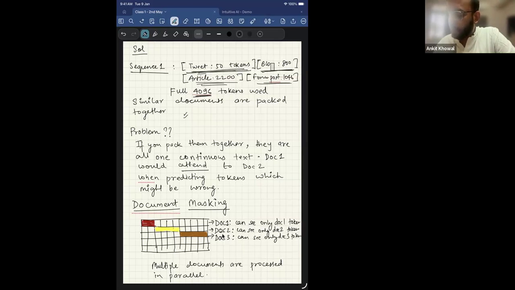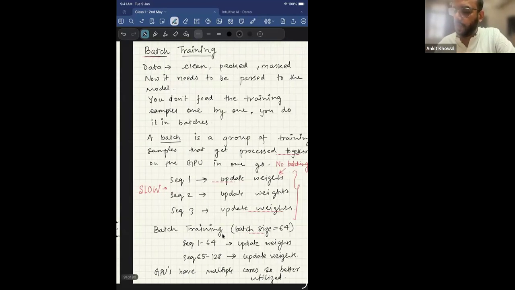I'm packing all these four documents together, but I will mask the documents, the tweet for example, in such a way that doc 1 can only see doc 1 tokens, doc 2 can only see doc 2 tokens, and doc 3 can only see doc 3 tokens. The advantage we get with sequence packing is that we are processing multiple documents at once, and also not mixing them up, so that the understanding of the model is still intact. This also happens during the data processing phase of the model, right?